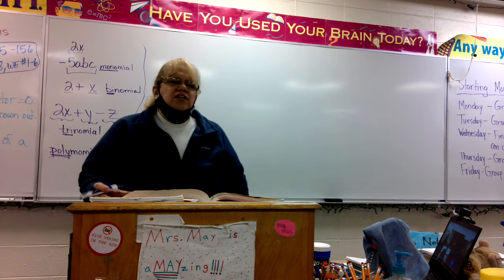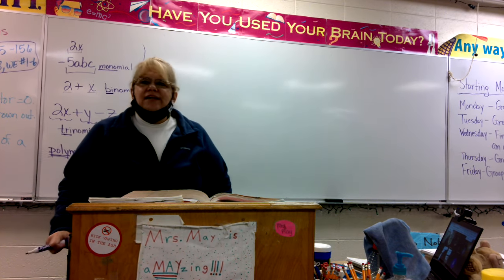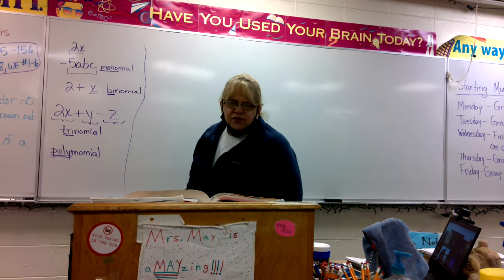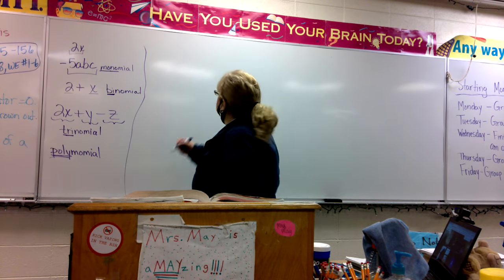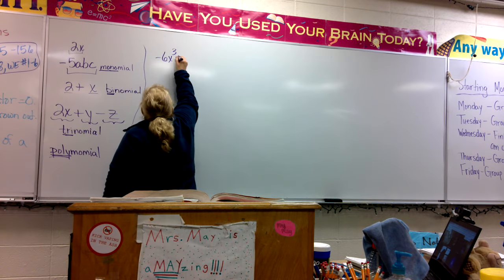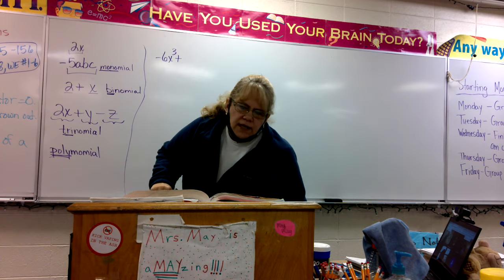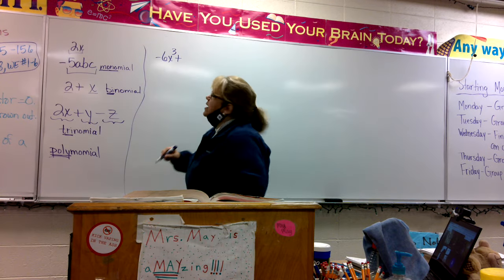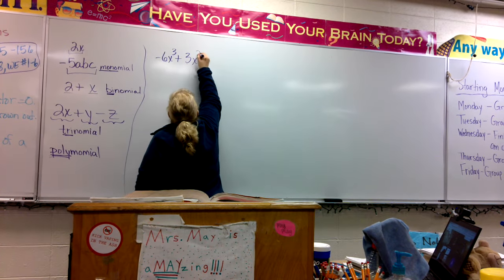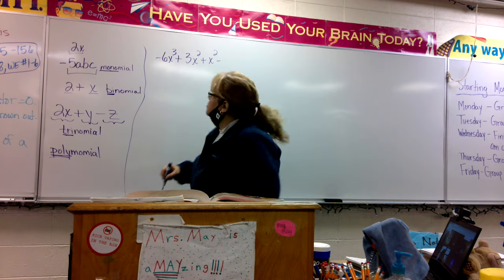So what we're going to do today, it says there, we're going to be adding and subtracting polynomials. And really, you're just combining like terms. That's what it means to add polynomials. So if I have something like this, negative 6x to the third plus 3x squared plus x squared plus 6x to the third minus 5.